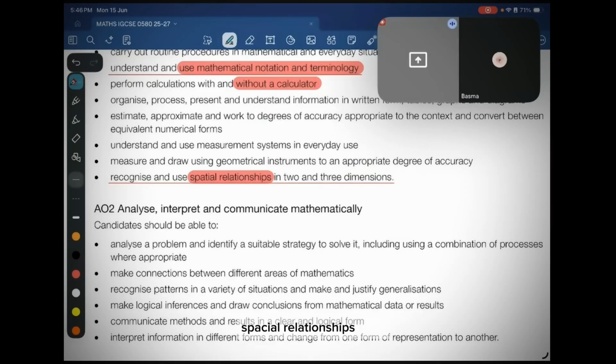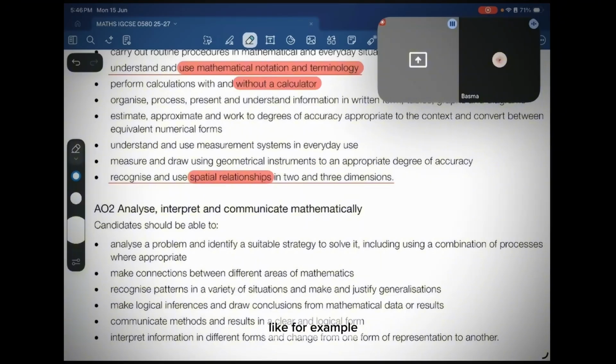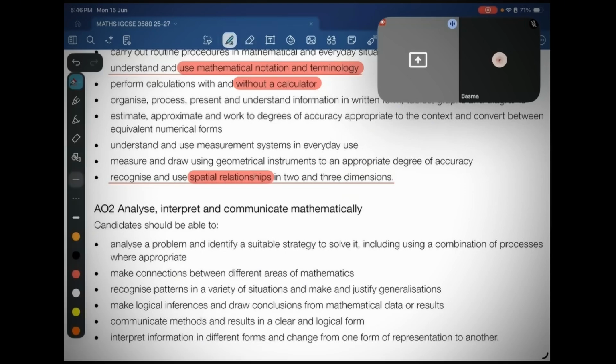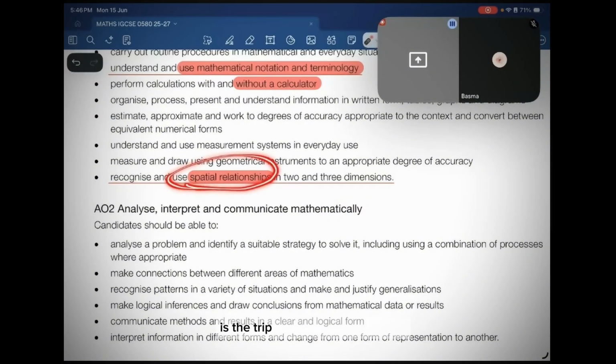Spatial relationship. Okay. For example, spatial comes from the word space, right? So, are they taking us to outer space? What sort of things are they saying? Yes, Krishna. Are they taking us to space? Is the trip included in the syllabus?